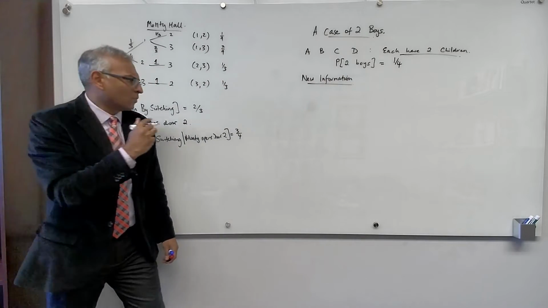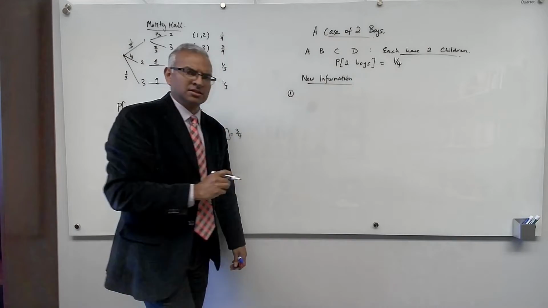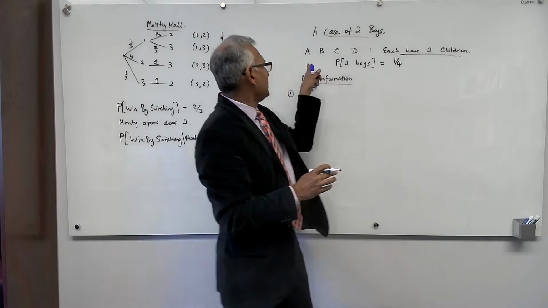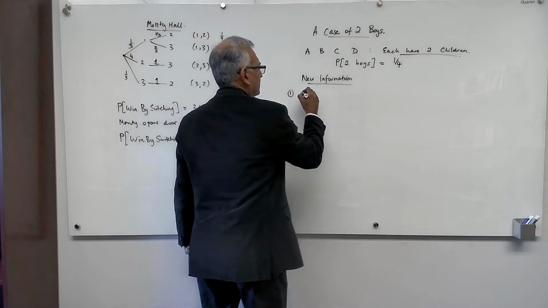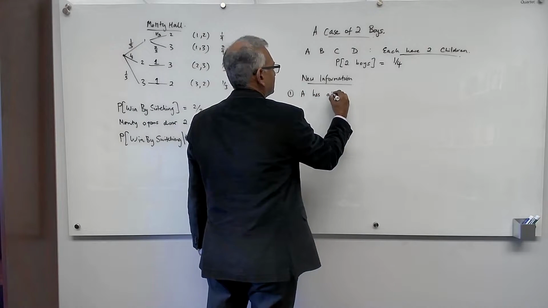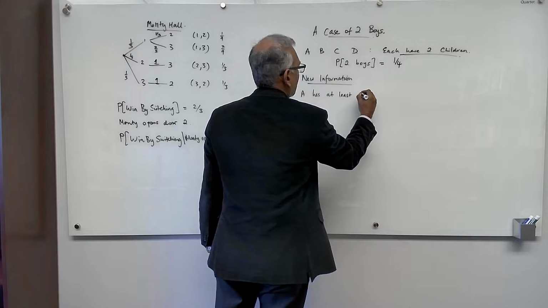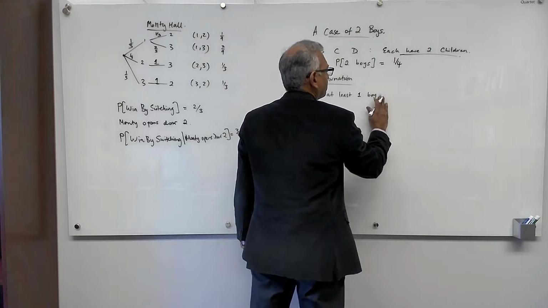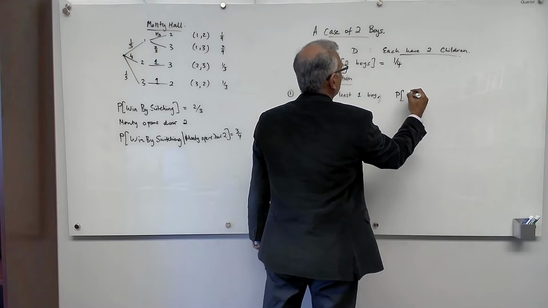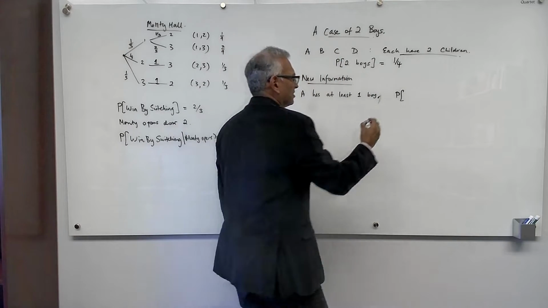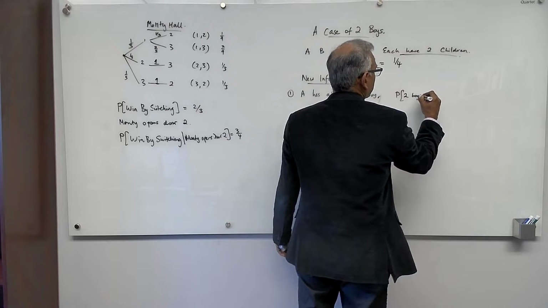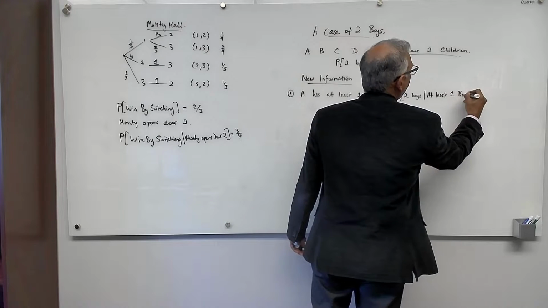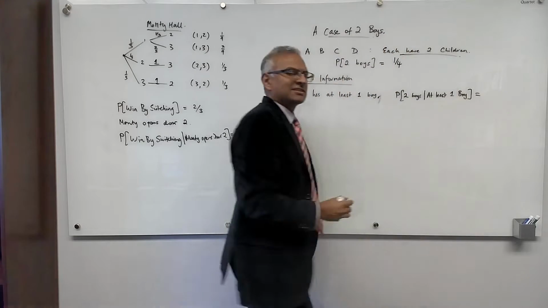Okay, new information, 1. So in this case, you know that A has at least 1 boy. So what is the probability now that you have this additional information, the probability of 2 boys, given at least 1 boy? Okay, so that's the exercise.